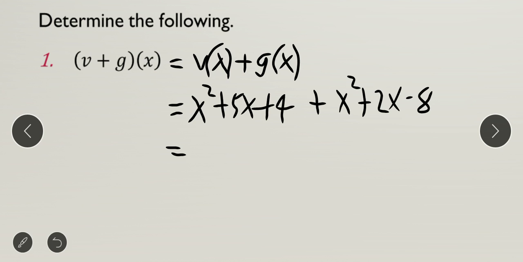Now the next thing to do is to simplify. How to simplify? We are going to combine similar terms. Now x squared and x squared here are terms that are similar, meaning we are going to simplify by adding the two, since they both have the same sign. So this is now 2x squared. Plus 5x and 2x are similar, so we are going to combine that. That would be 7x.